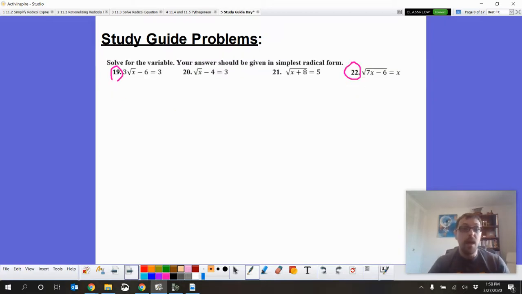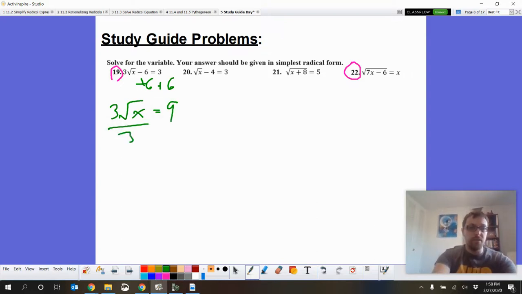Next. We're going to do a little solving. So these ones are equal to something. We've got an equal sign that tells us we can solve. So let's do that. So what I want to do first is I want to get the radical by itself. So I need to get rid of the 6 and the 3 that's with the square root of x right now. I'm looking at number 19. So first thing I want to do is I want to add 6 to both sides. So we get 3 square roots of x equals 9. And then I need to get rid of that 3, so I'm going to divide both sides by 3. So we get the square root of x equals 3.